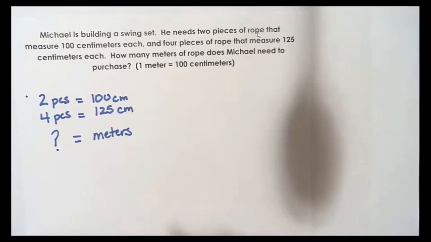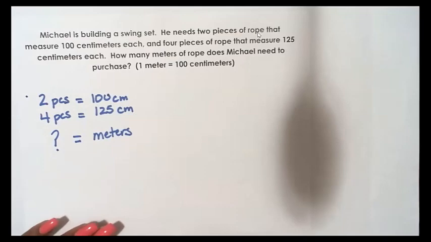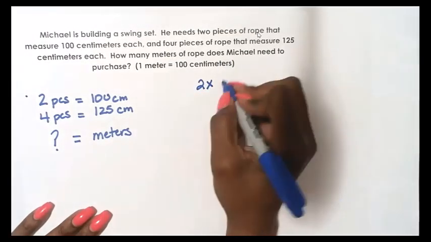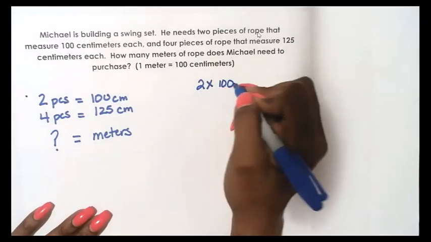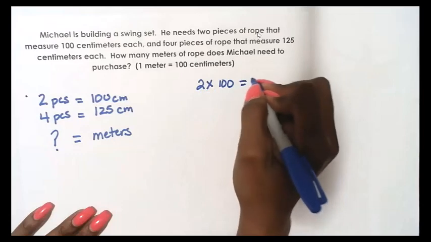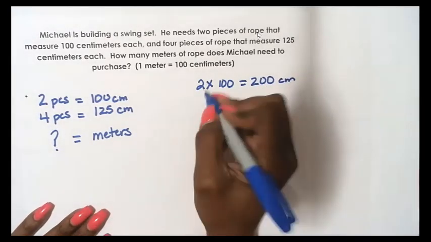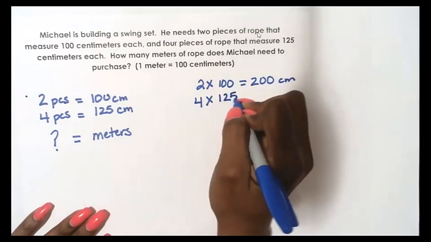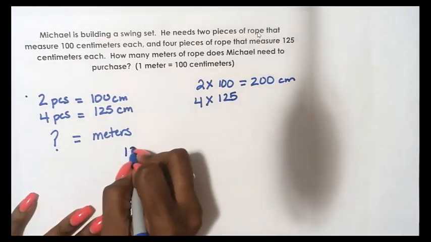But first, we need to determine how much total rope is needed in centimeters. He needs 2 ropes that are 100 centimeters each. So I know that 2 times 100 is 200 centimeters of rope. So then he needs 4 pieces of rope that are 125 centimeters each. In order to find this product, I'll use partial products.